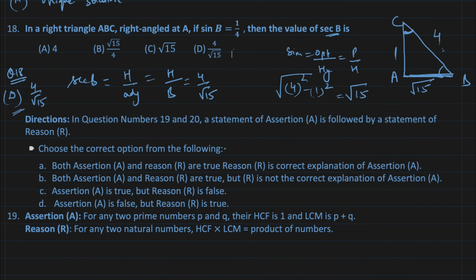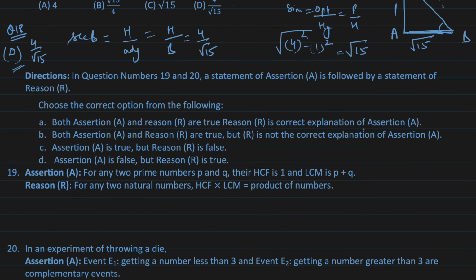Okay. Now, moving on to the assertion reason questions. Assertion A for the 19th question says that for any two prime numbers P and Q, their HCF is 1, LCM is P plus Q. Two prime numbers don't have any common factor, we know. So HCF is 1, true, but their LCM is their product, not their sum. So this statement is false.